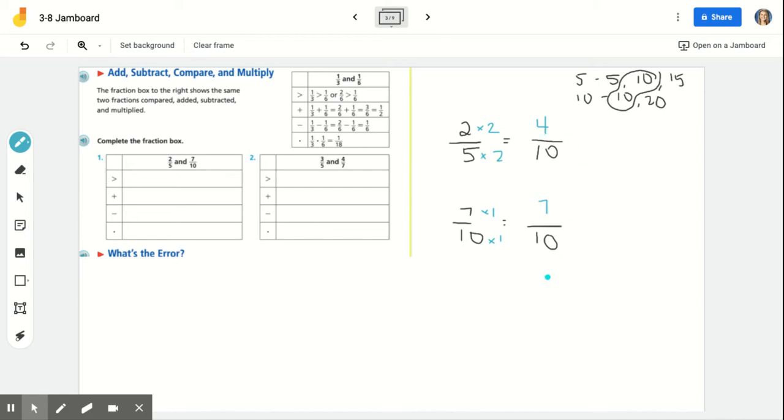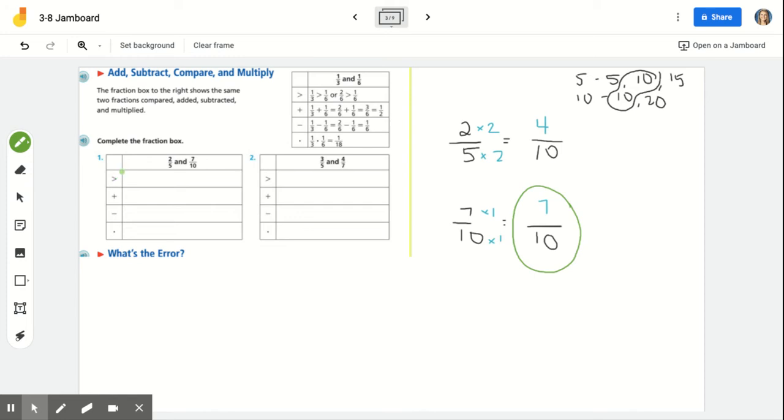Now I have two equivalent fractions, same denominator, which makes it easy for me to compare because all I have to do is look at our numerators now. I'm looking at 4 and 7, and I'm going to circle the fraction that has the greater amount in terms of its numerator. So which numerator is bigger, 4 or 7? 7 is definitely bigger than 4, so therefore 7/10 is greater than 4/10.